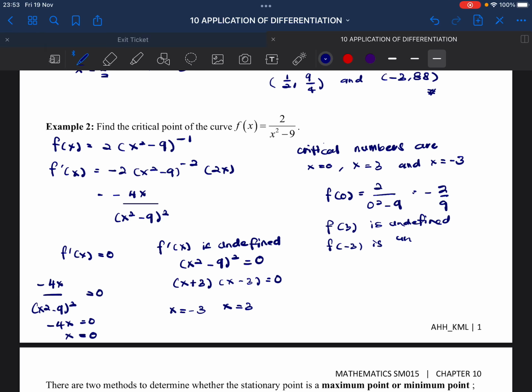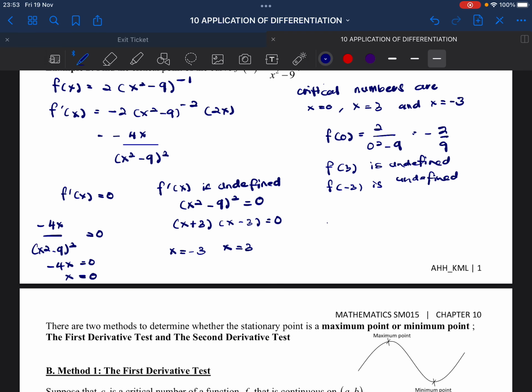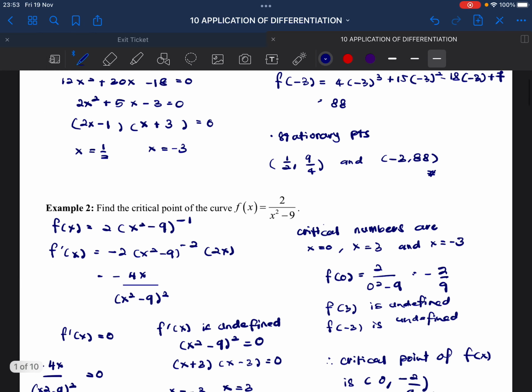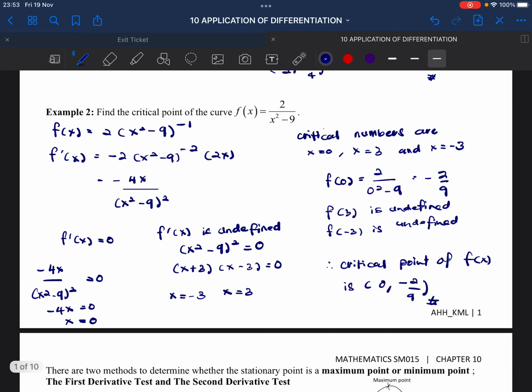Obviously. So that means we only have one critical point. The critical point of f(x) is what? What is the value of our x? 0. And the value of y is negative 2 over 9. So that is how we find our critical point and also stationary point. Okay, moving on to the next video.